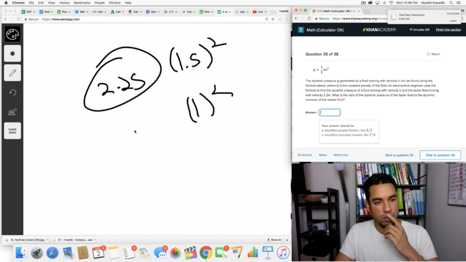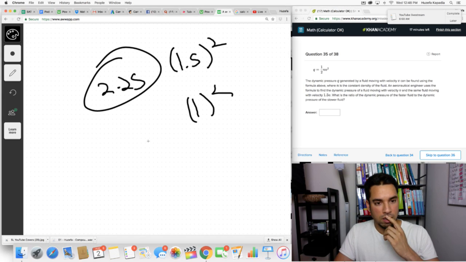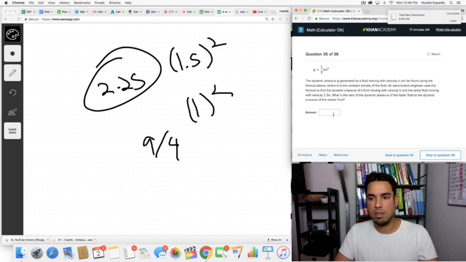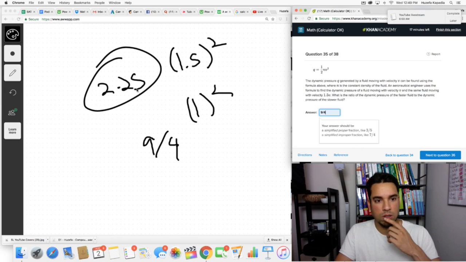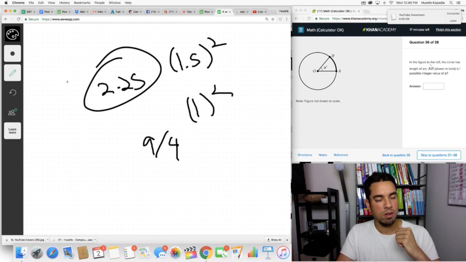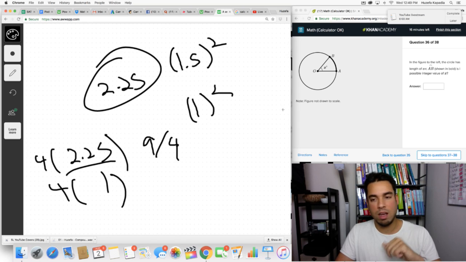Which we could simplify. If we want to write it as a ratio, we could say 9 to 4. I wonder if it'll allow us to do that and give us the right answer. I'll try it, because it does say ratio. It does say a proper fraction. Oh yeah, so I don't think it would allow a decimal. 9/4. Okay. And how did I get 9/4? I had 2.25 over 1, and I wanted a whole number, so I multiplied top and bottom by 4. I could recognize that this would make it a whole number.